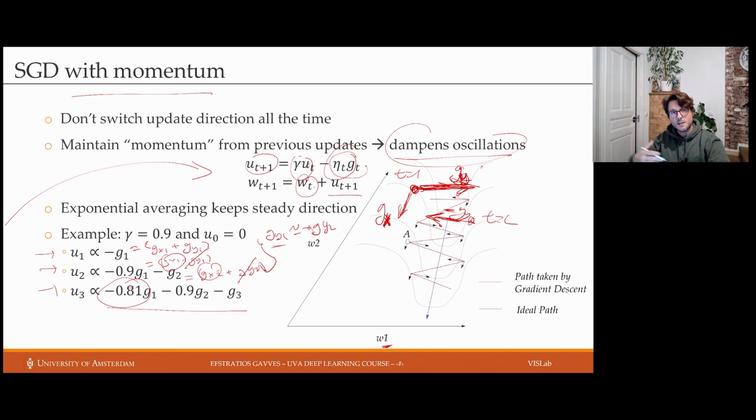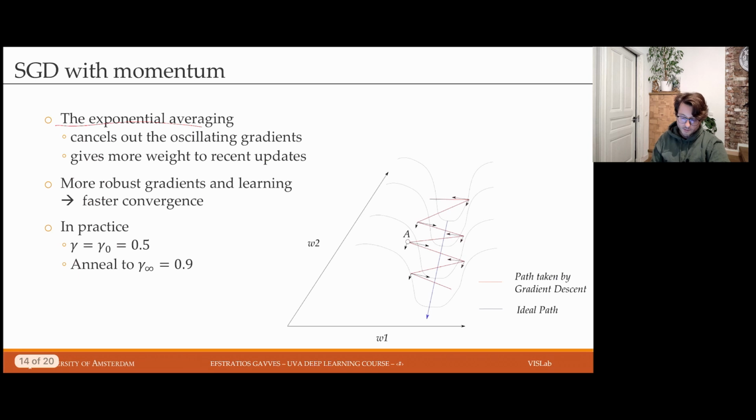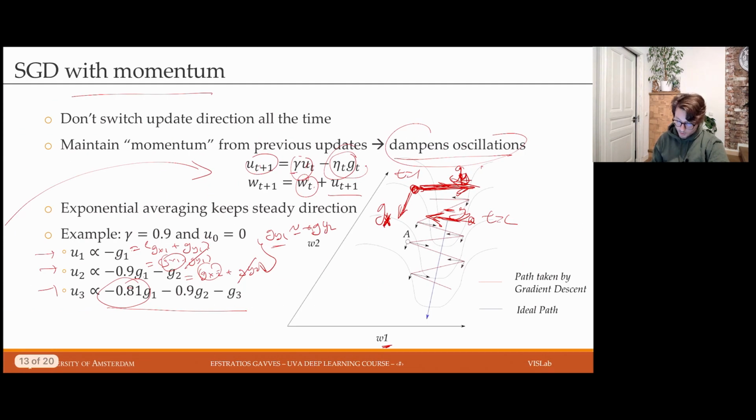However, we do maintain some memory of our previous steps. So the exponential averaging cancels out the oscillating gradients. It gives more weight to recent updates. That's actually desirable. It leads to more robust gradient learning and faster convergence. In practice, a value of gamma equal to 0.5 is usual, and quite often we want to anneal to higher values like 0.9. This makes sense because when your gamma is higher, it means that you want to maintain stronger momentum.